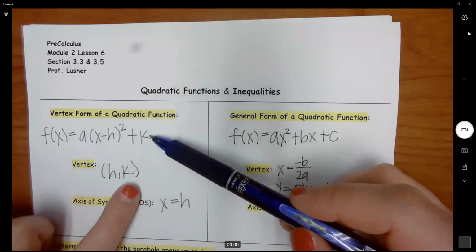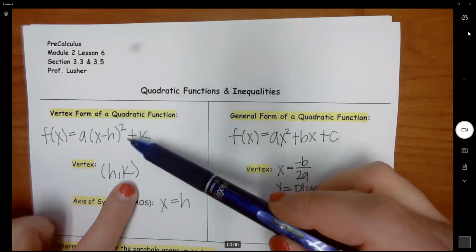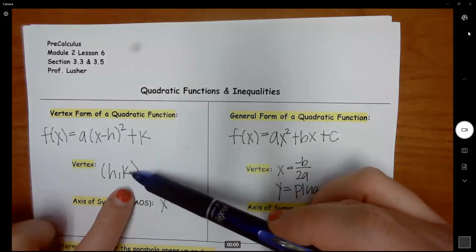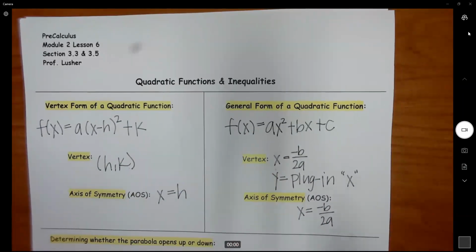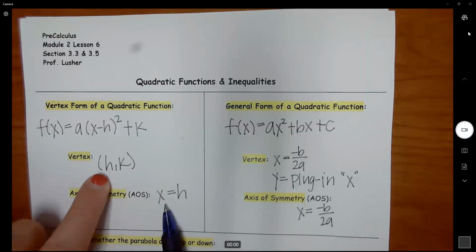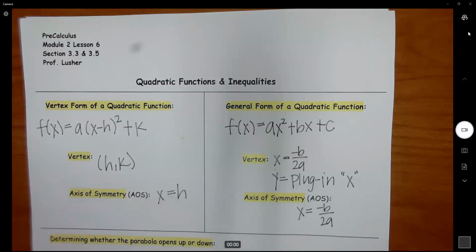And then your k is whatever's not in parentheses, and it will have the same sign. You've got a plus k here. And then you have something called the axis of symmetry. Your axis of symmetry is always going to be x equals whatever your h is here.